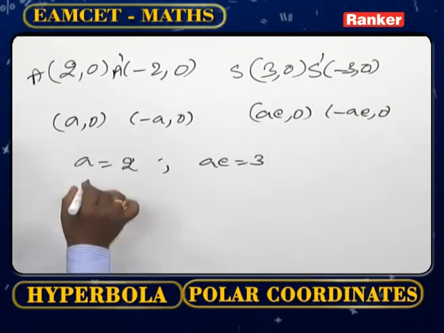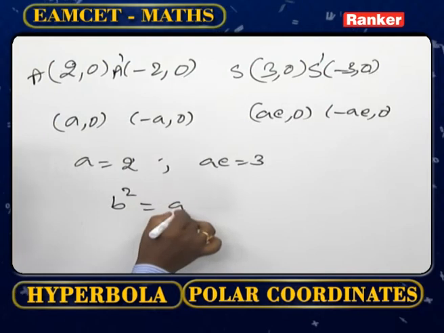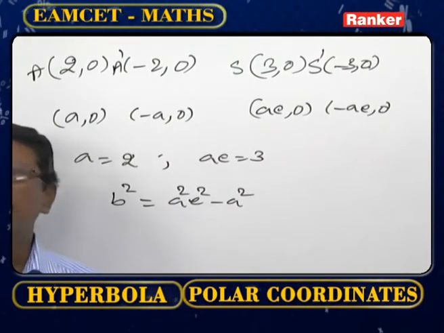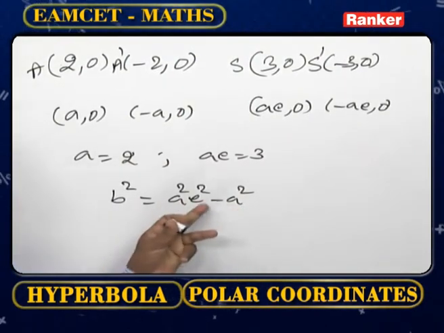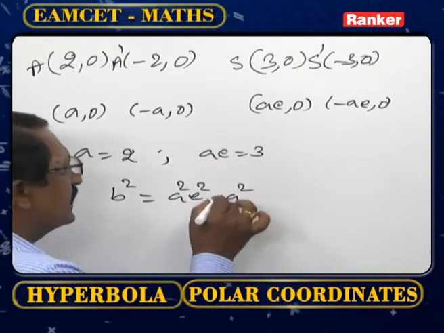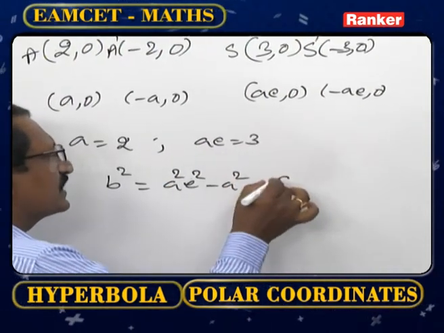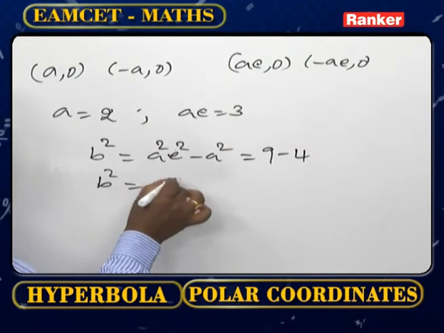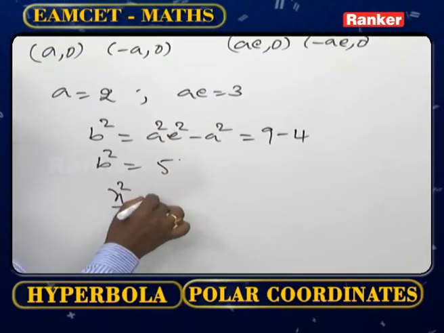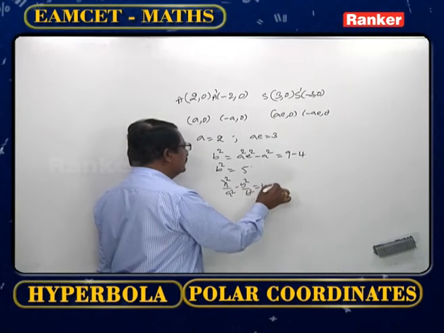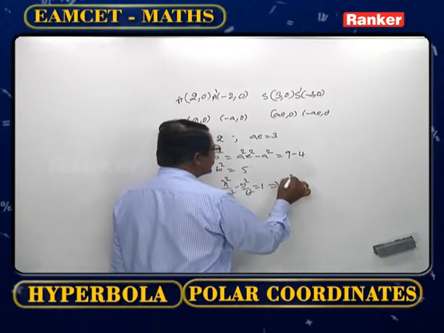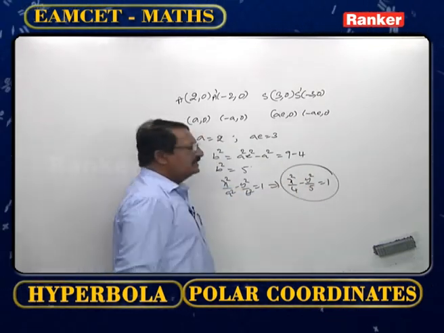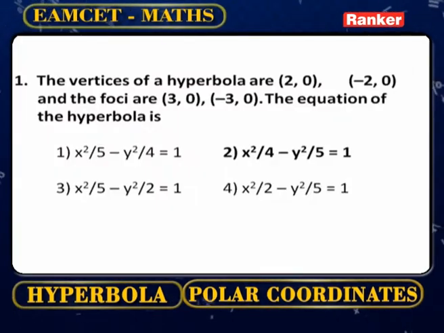Now b square equals a square e square minus a square, or a square into e square minus 1. Now ae equals 3, so a square e square is 9, and a square equals 4. So b square equals 5. The required equation of the hyperbola is x square by a square minus y square by b square equals 1. Substituting the values, we get x square by 4 minus y square by 5 equals 1. It is the required equation of the hyperbola. Then the second option is correct.